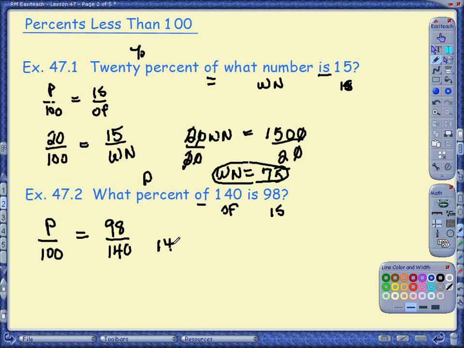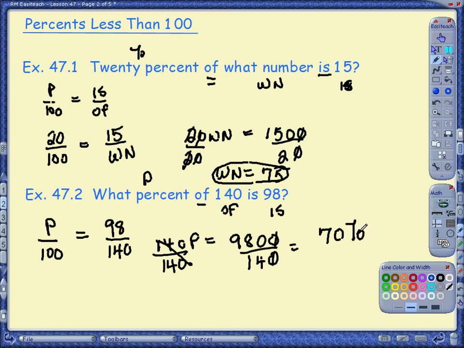140 times P equals 98, and two zeros get added. We divide through by 140. You can use your calculators to do that work. This totally crosses out. Anything over itself is 1. 14 goes into 98 7 times, and into 0 0 times. And so our missing percent is 70%.